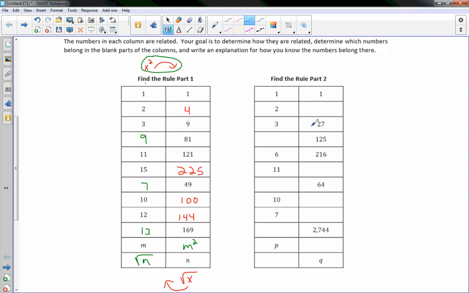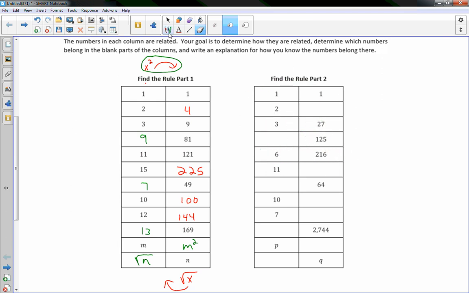3 times 9 is 27, but 1 times 9 is not 1. So we're looking for a pattern that will work with all of the givens, and in this case, here's a given, and here's a given, and obviously the ones are given. So if I think 3 times 3 is 9 times 3 is 27, that's what I get, so that must be a cube. So then I cube all of these.